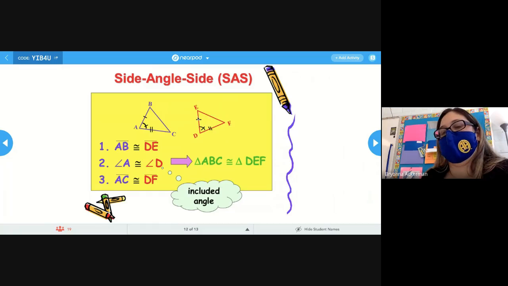How about the red? Side, angle, side. They match. We're good. That means triangle ABC is congruent to triangle DEF because of side, angle, side. Or if we want to abbreviate, SAS. Okay. The sassy angle. Does everyone understand what the included angle means?